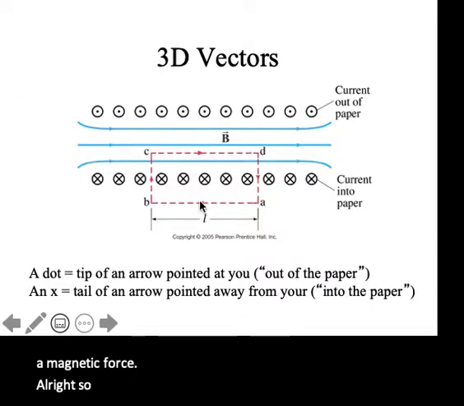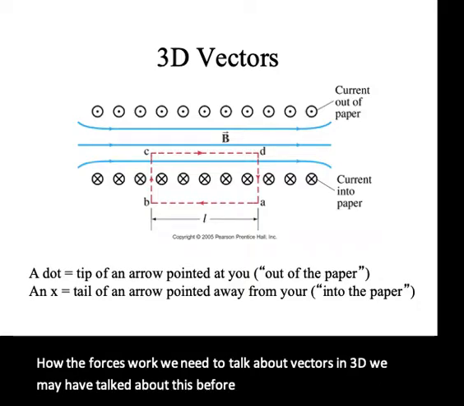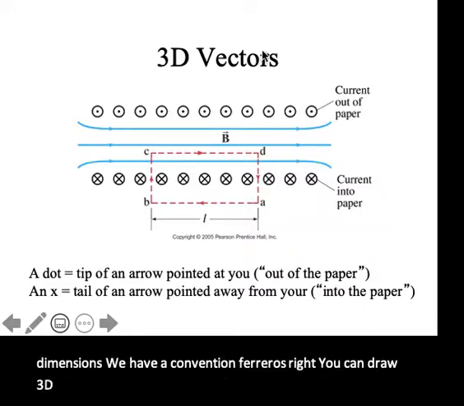before we can actually get into how the forces work, we need to talk about vectors in 3D. We may have talked about this before. Anytime physicists go into 3 dimensions, we have a convention for arrows. You can draw 3D pictures, but they're kind of confusing because paper and screens are, of course, 2-dimensional.